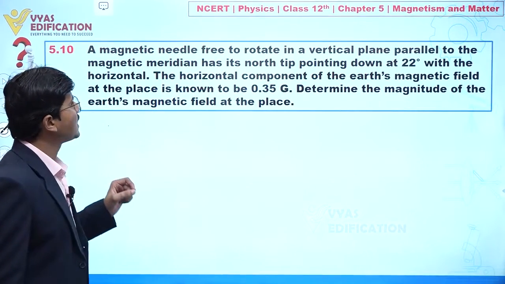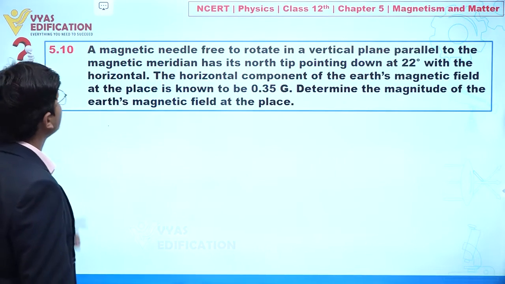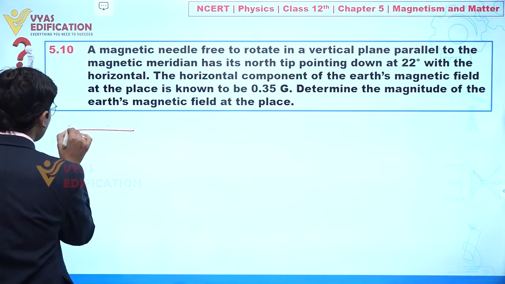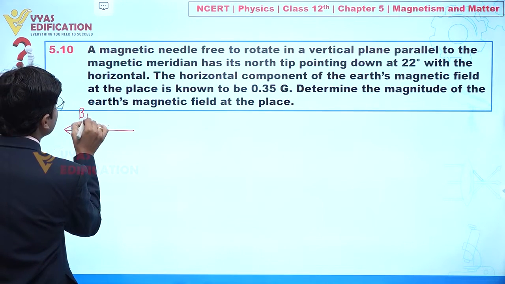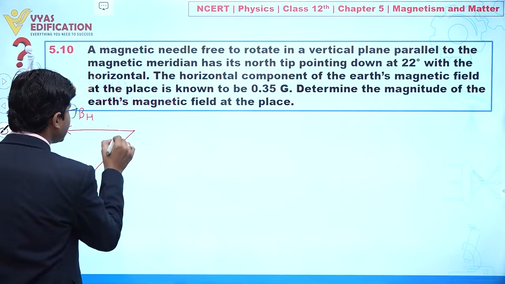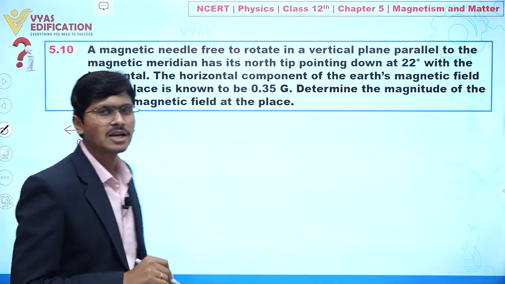So in this question it is given to you a magnetic needle free to rotate in a vertical plane parallel to the magnetic meridian. It has its north tip pointing at 22 degrees with the horizontal. Let's suppose I draw a diagram. Let's suppose this is the horizontal component of earth's magnetic field. Now it is given in this question, this value we have is 22 degrees. Actually this is the angle of dip.